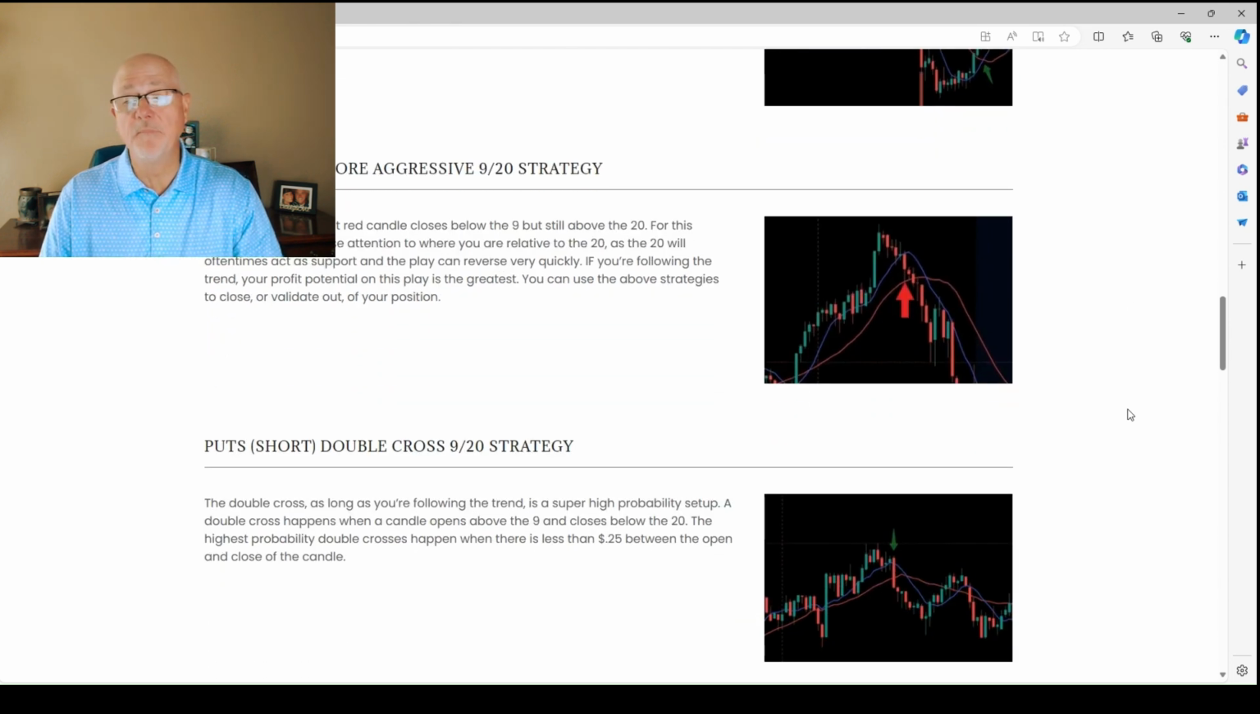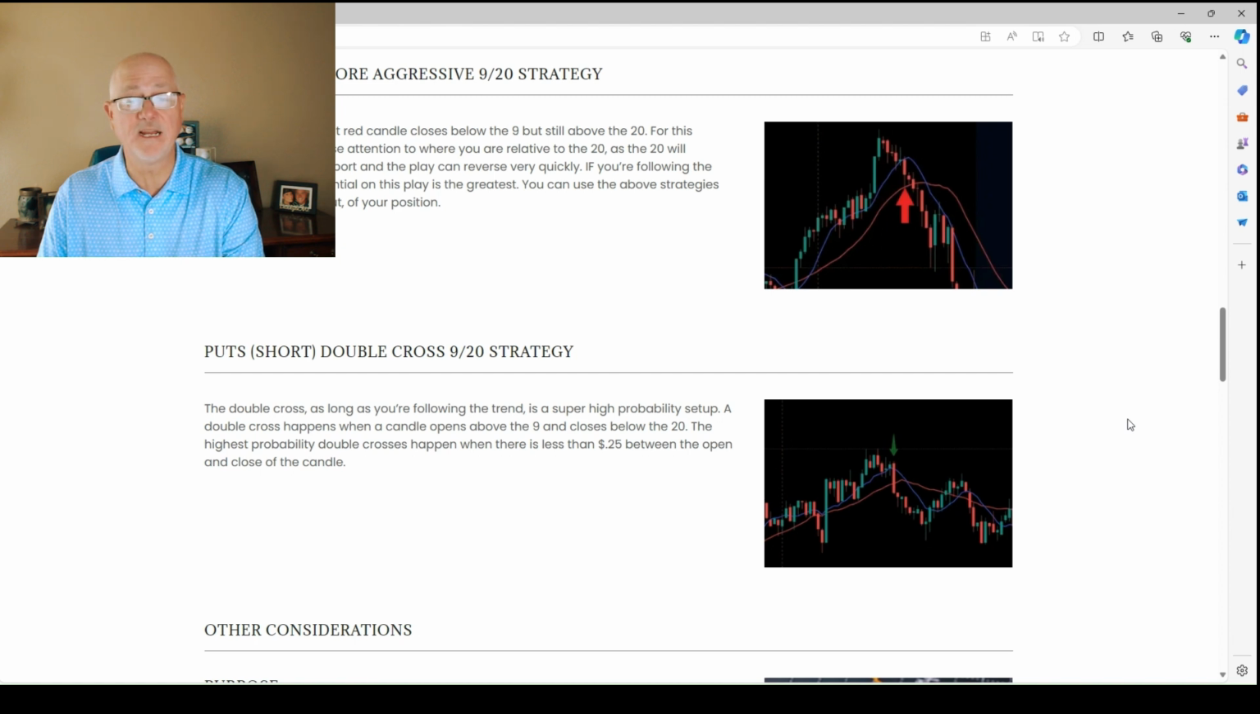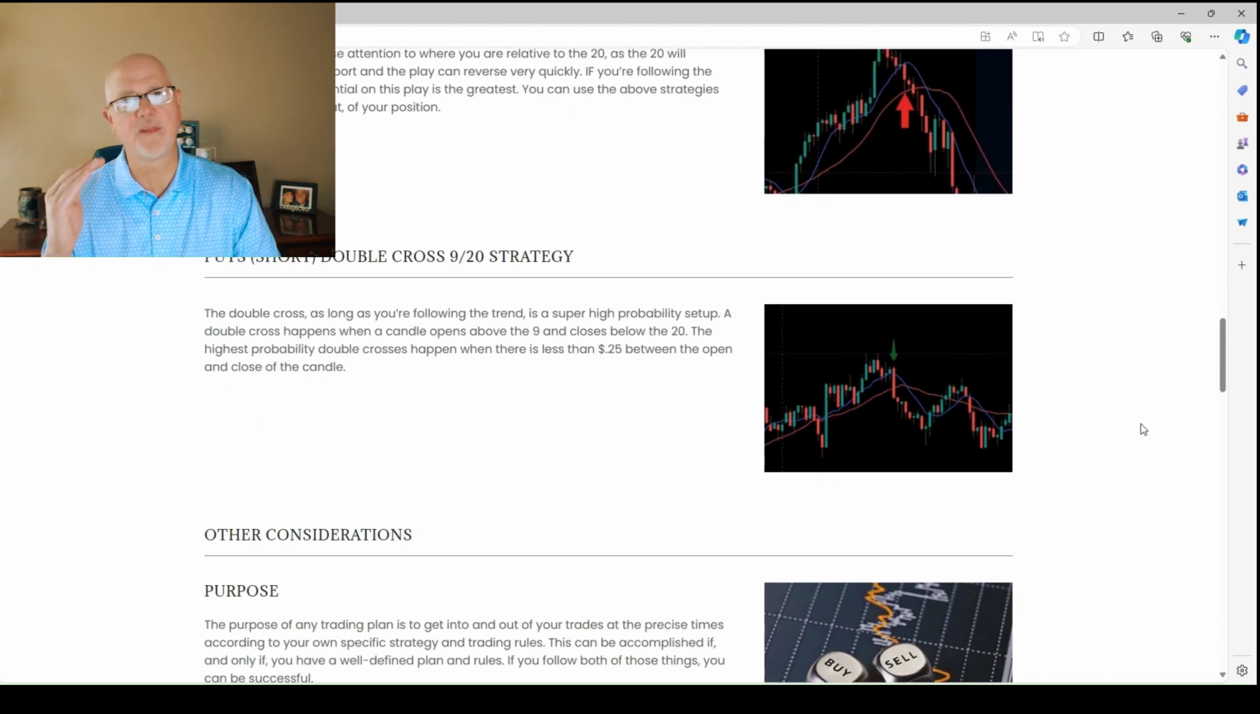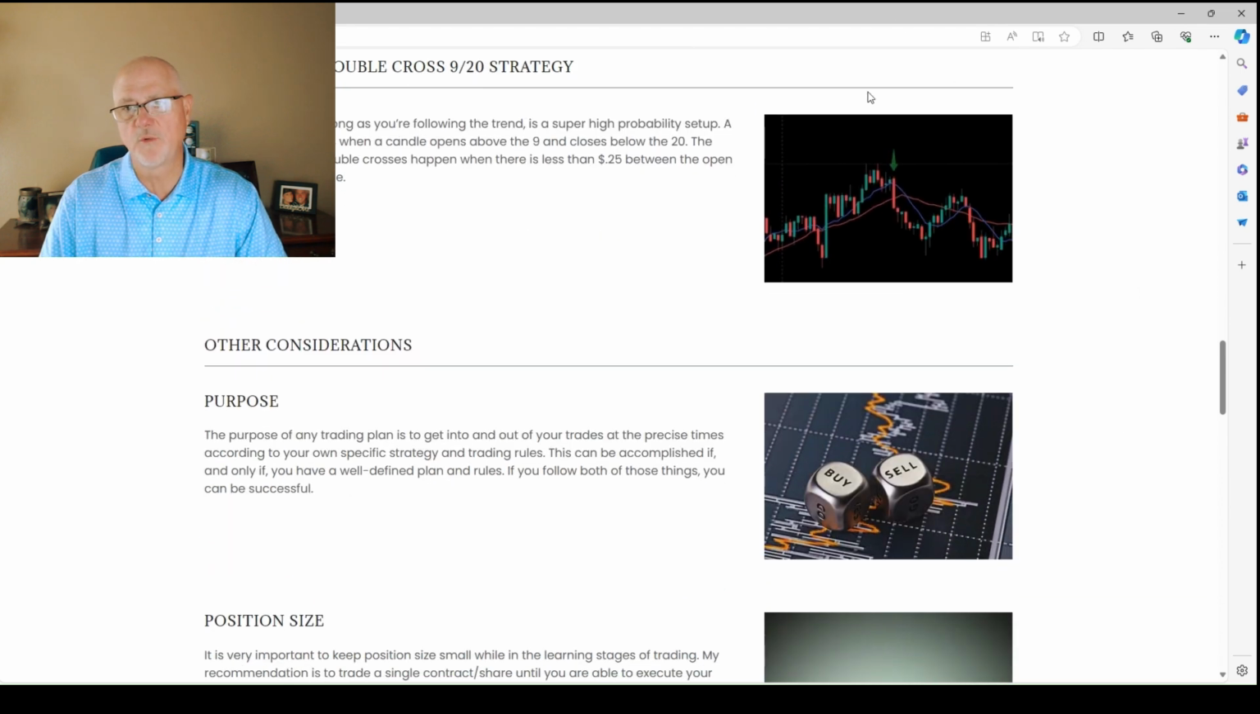Okay. Now, just like back to the upside, folks, we had that double cross to the upside. We have a double cross to the downside. And again, a candle that opens above the 9 and closes below the 20. Same candle. This one right here, folks, this is a double cross. So this is a double cross to the downside. You've got pretty close to a double cross to the downside over here, but we opened below the 9.